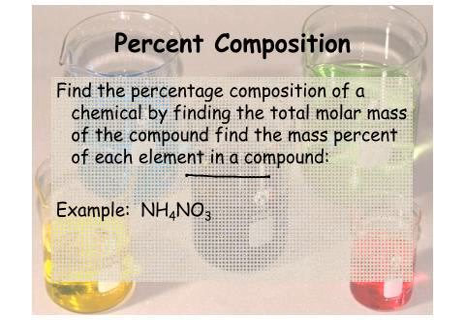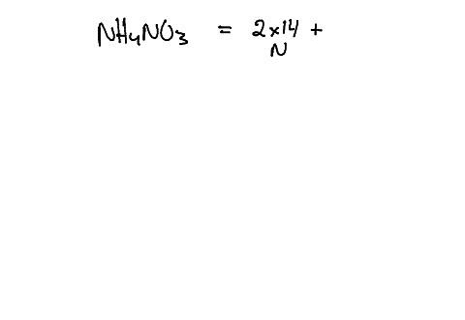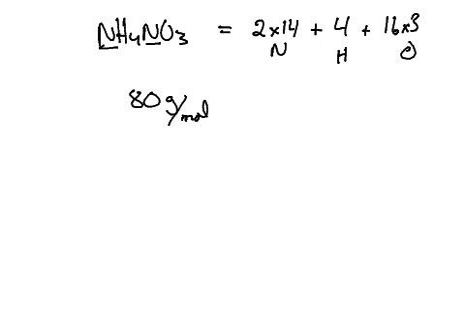Percent comp, folks, these are so easy. If I want to find the percentage of each element in a particular compound, it's elementary. If I have ammonium nitrate, NH4NO3, we need to find the total molar mass, which will be 2 times 14 for the two nitrogens, plus 4 for the hydrogens, plus 16 times 3 for the oxygens, and I get a total of 80. So the molar mass is 80 grams per mole for ammonium nitrate.